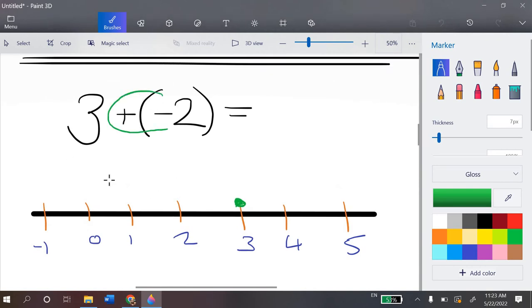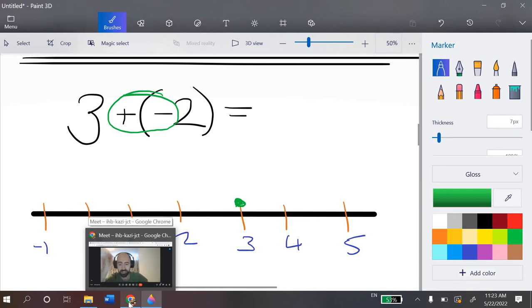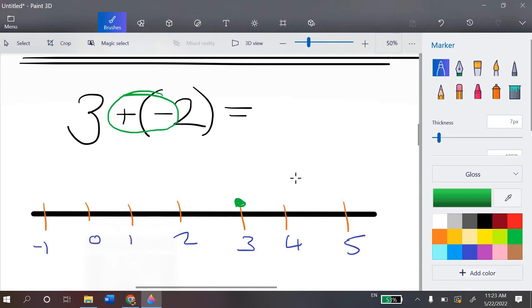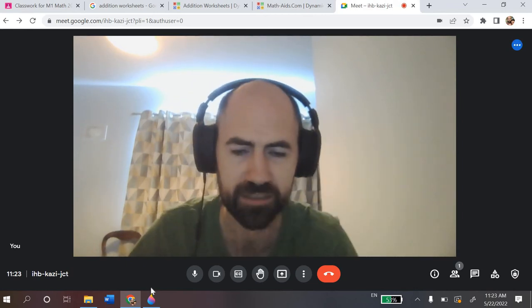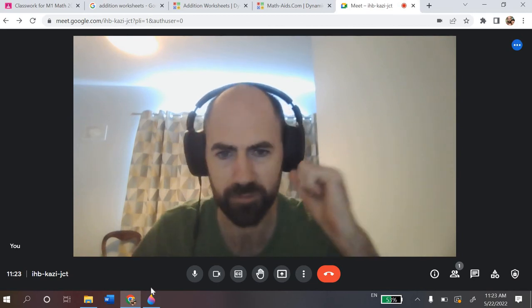Now we have plus negative 2. Okay. If we had plus 2, we go to the right. If it was plus 2, we go 1, 2, this way. But this is plus negative 2. I've told you before, if it's negative, you do the opposite. You have to do the opposite of the plus.